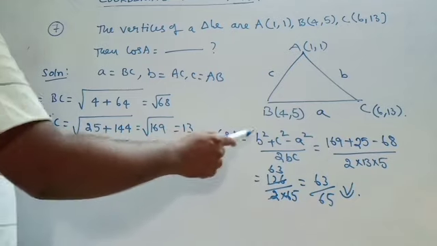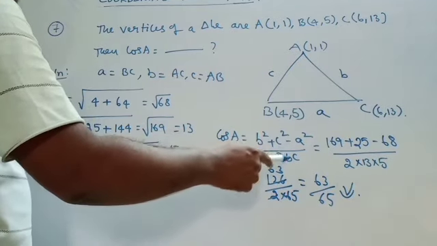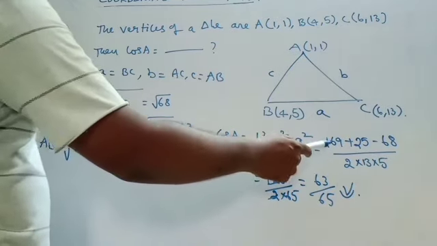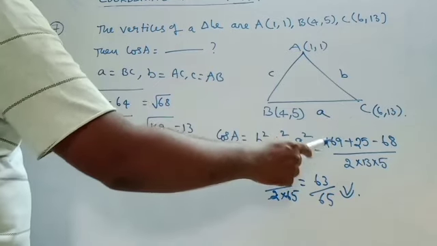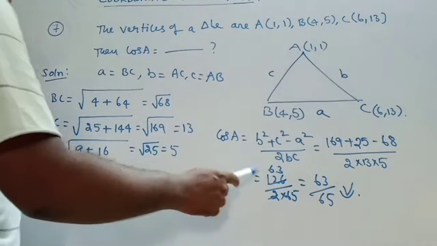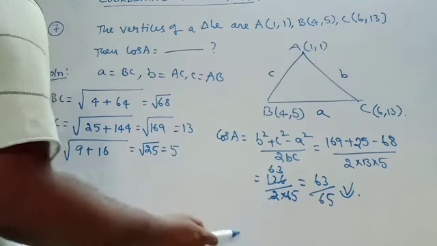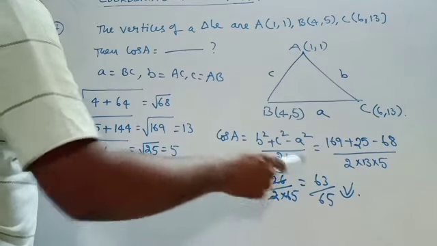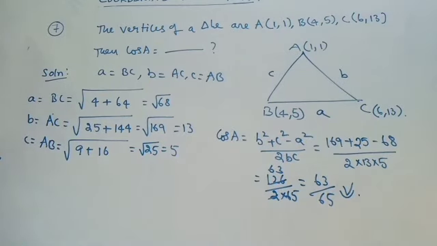Now cos A equals (b square plus c square minus a square) by 2bc. That means (169 plus 25 minus 68) by 2 into 13 into 5. That means this is nothing but 126 by 2 into 65. Now 2 ones are 2, 2 into 63, so 63 by 65. You have got the answer to this problem wonderfully.